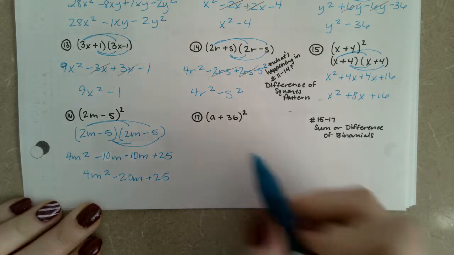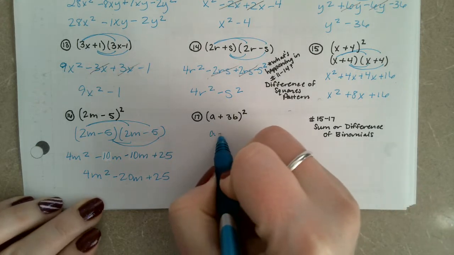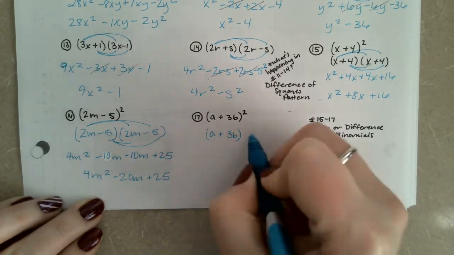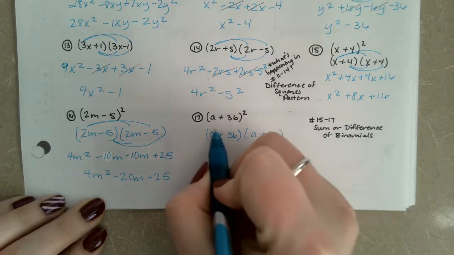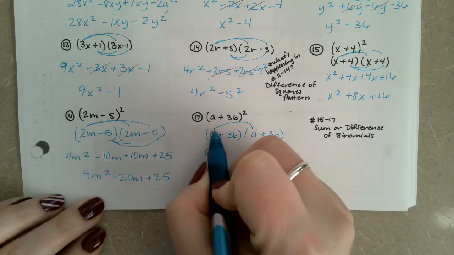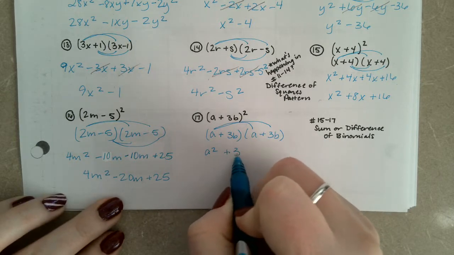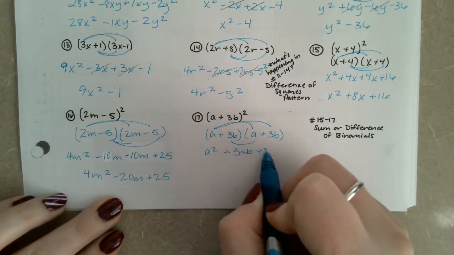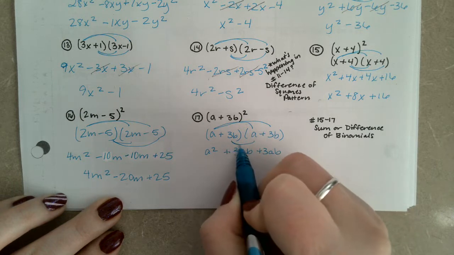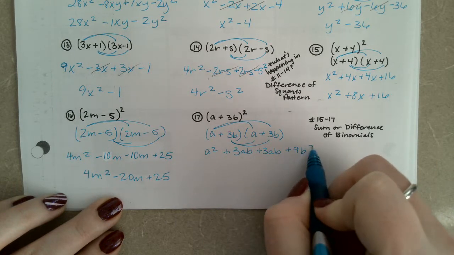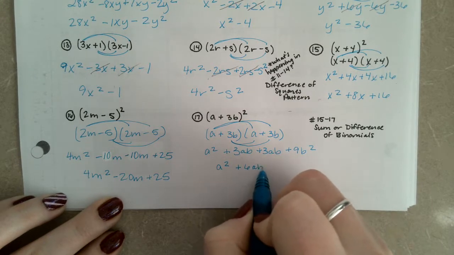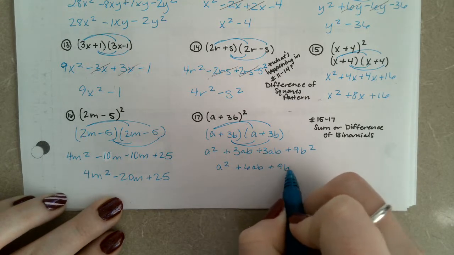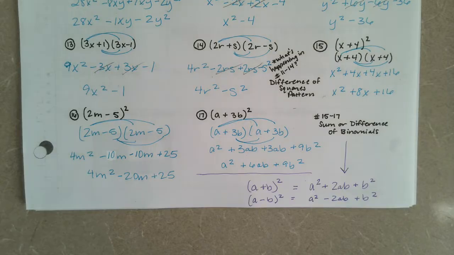In number 17, again, we are squaring this piece, so we're actually doing a plus 3b times another a plus 3b. And when I multiply those through, I'll get a squared positive 3ab. I know another positive 3ab is coming. And then my last one is plus 9b squared. Combine your middle terms, and you'll get a squared plus 6ab plus 9b squared.